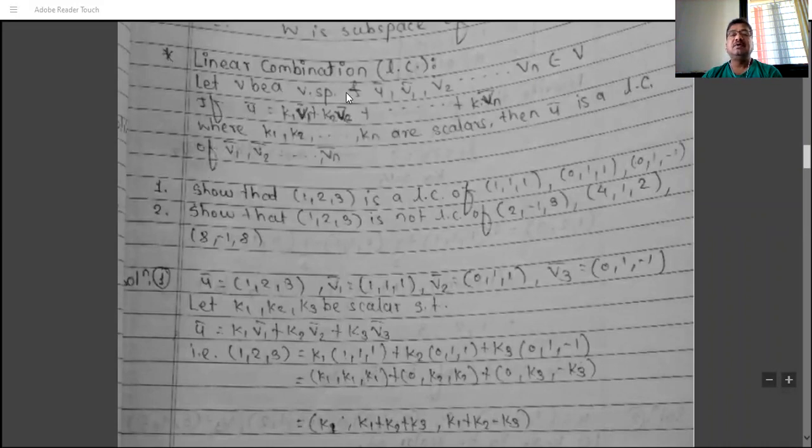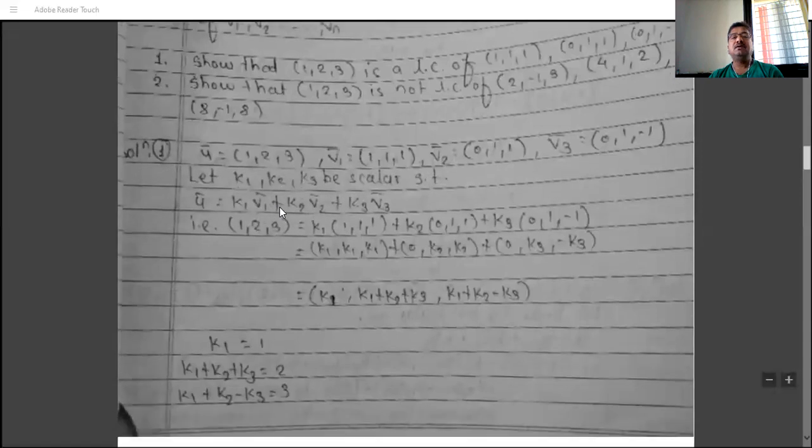That is, if this u bar is expressed as the sum of vectors k1 v1 plus k2 v2 plus ... plus kn vn, where k1, k2, ..., kn are scalars, then we say that u bar is a linear combination of v1, v2, ..., vn. And if u bar cannot be expressed in this form for any k1, k2, ..., kn, then we say that u bar is not a linear combination of these n vectors.